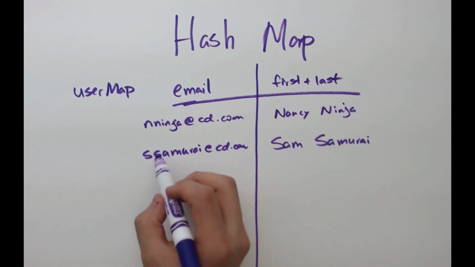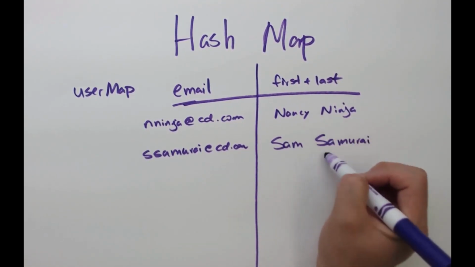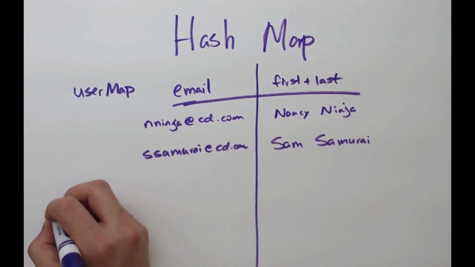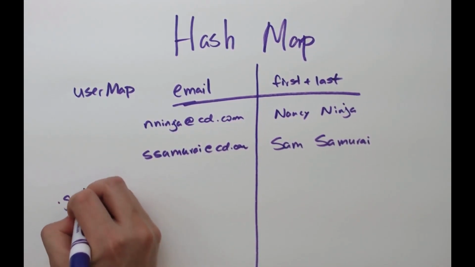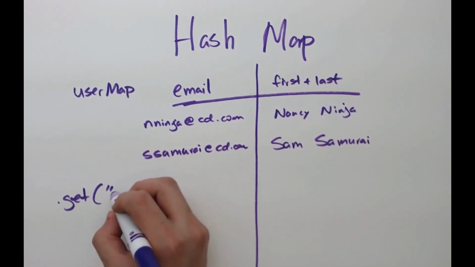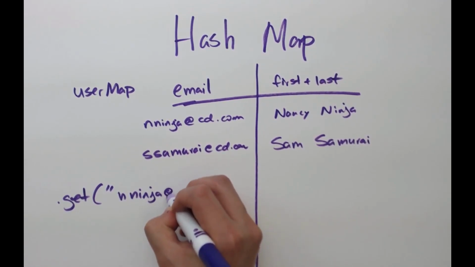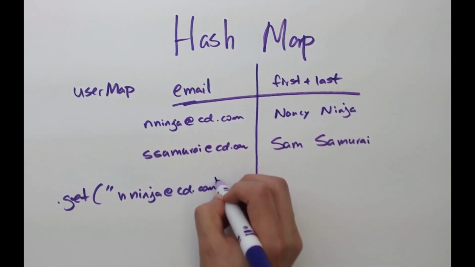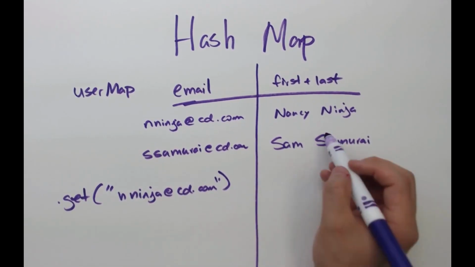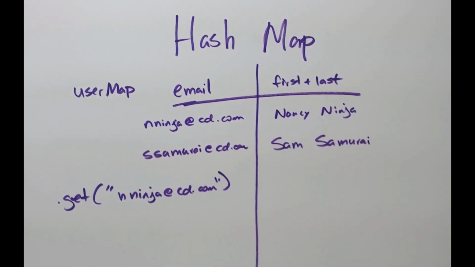Now we could use the keys to retrieve information about the values. For example, I'll use the .get method and ask with the key. Let's call nninja at cd.com, and this will give me Nancy Ninja. Now let me show you with code.